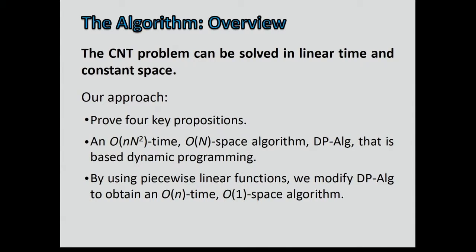We showed that the copy number transformation problem can be solved in linear time and constant space. To this end, we use 3 steps. First, we prove several key propositions about the nature of the problem at hand. Using these propositions, we obtained a dynamic programming-based algorithm. These are its time and space complexities, where capital N is the maximum copy number in the input. Afterward, by using piecewise linear functions, we improve this algorithm and obtain our main result, a linear time constant space algorithm.